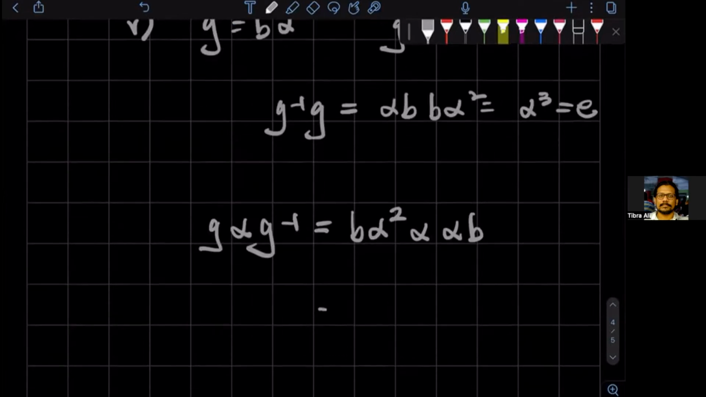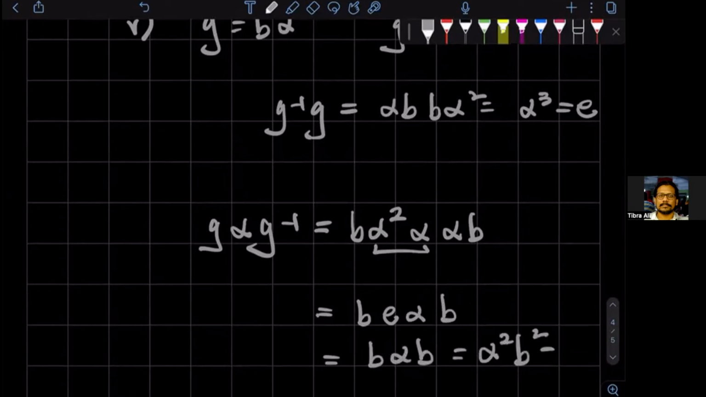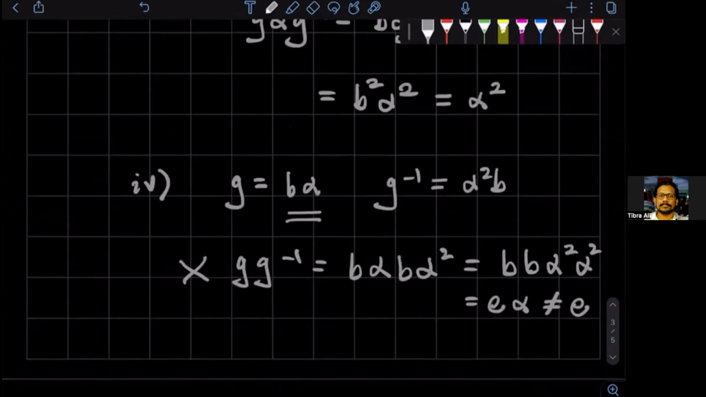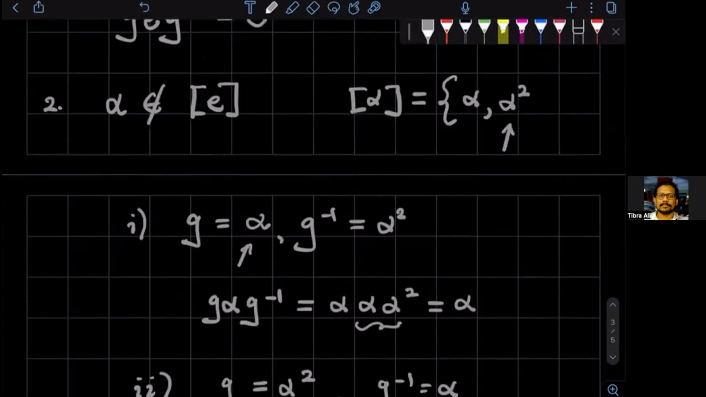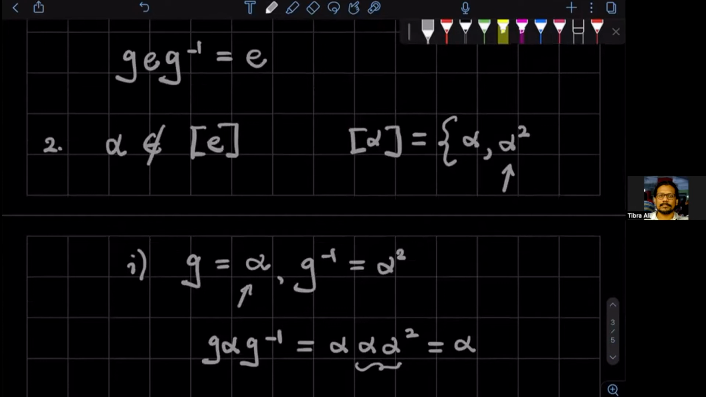And therefore, this is going to be B identity, because these three make identity, alpha of B. So we get B alpha B, which is alpha squared, B squared, which is alpha squared. Again, we see that we don't get a new element. That means this conjugacy class only consists of 2 elements, right?